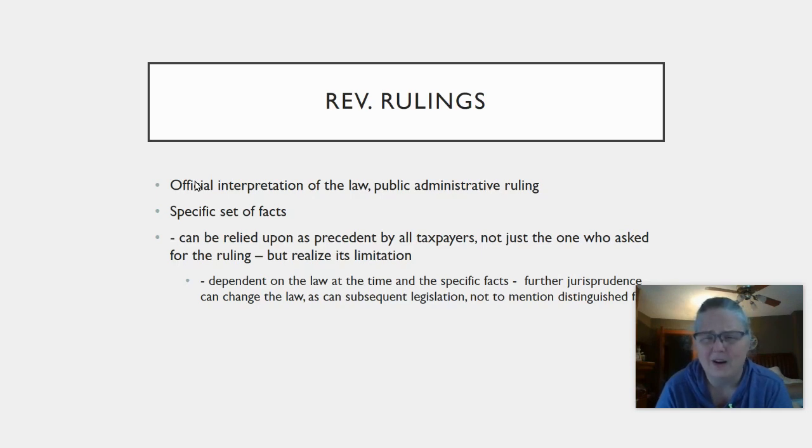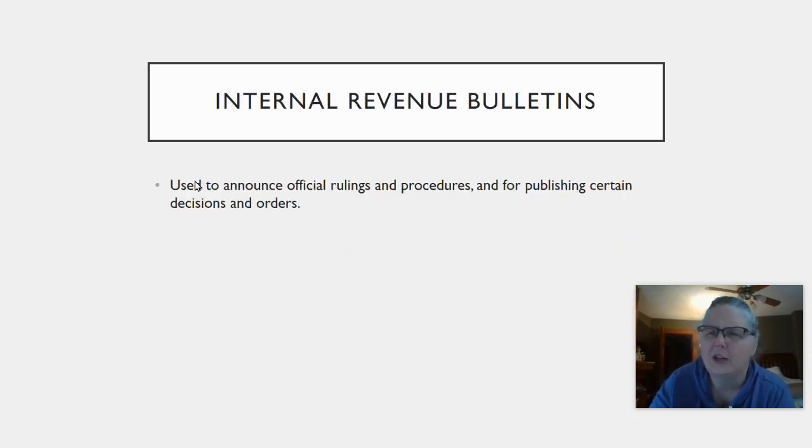These are also based on what the law is at the time. So if you have jurisprudence that follows after that changes the law or puts it on a slightly different path, that's important to know, as well as any legislative changes. So revenue rulings are a snapshot in time that you would want to make sure are still valid when you go to rely on them. Internal revenue bulletins, these are basically the way that announcements are made. It's used to announce rulings and procedures and for certain decisions, et cetera, et cetera.